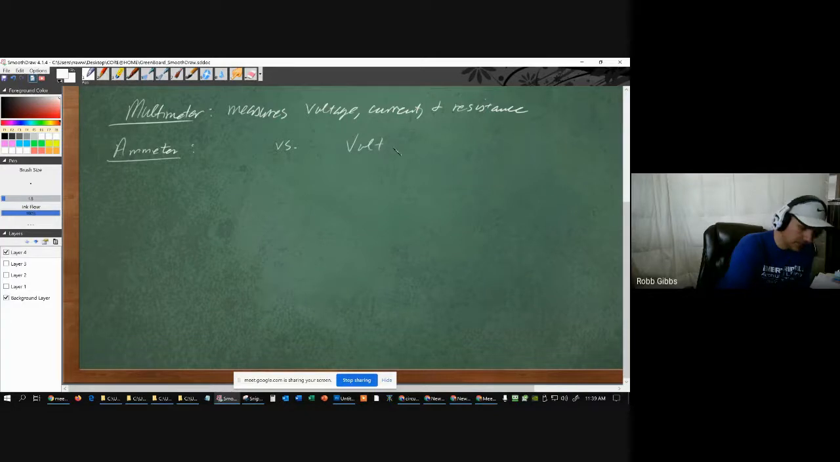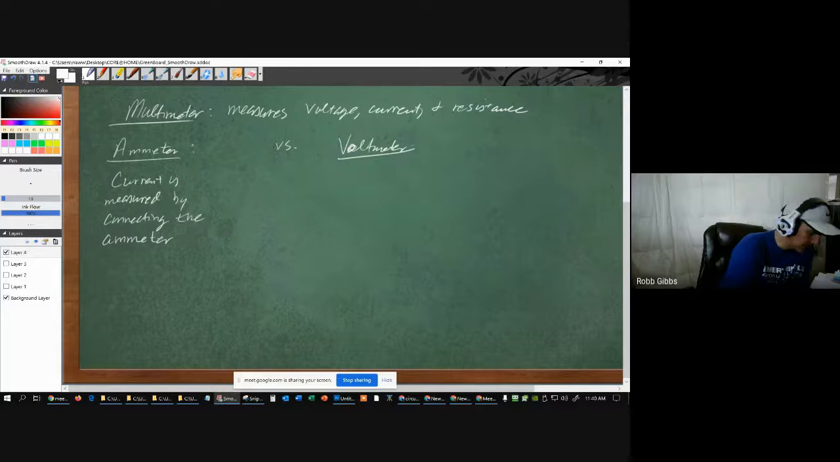Okay, voltmeter, ammeter. An ammeter measures current in amps or milliamps or whatever other units of amps. When you're connecting a multimeter to a circuit to measure current, you have to connect it in series. So current is measured by connecting the ammeter in series with the circuit.